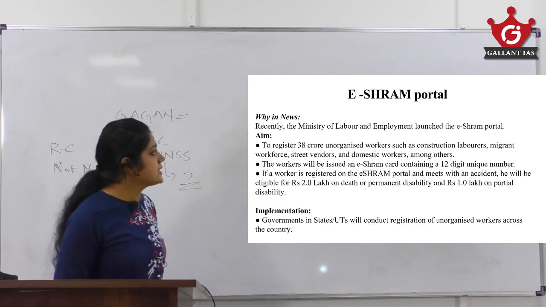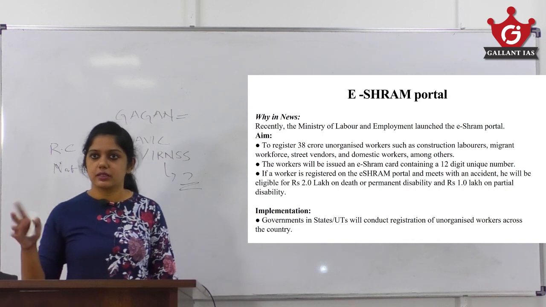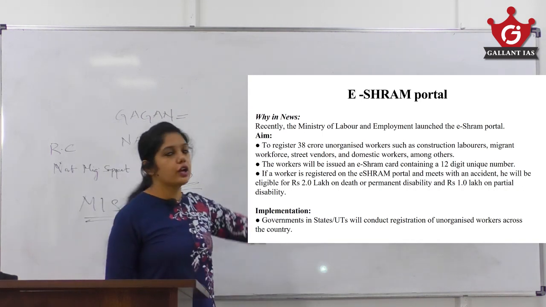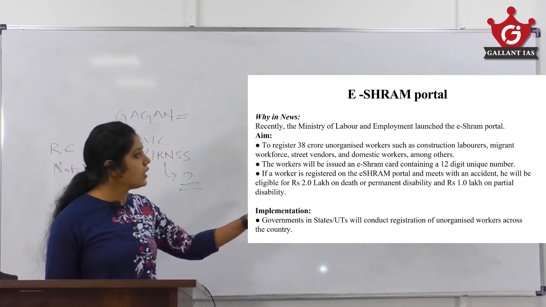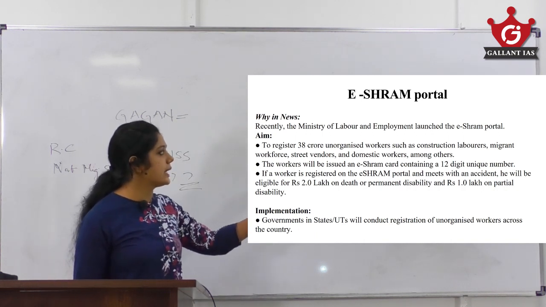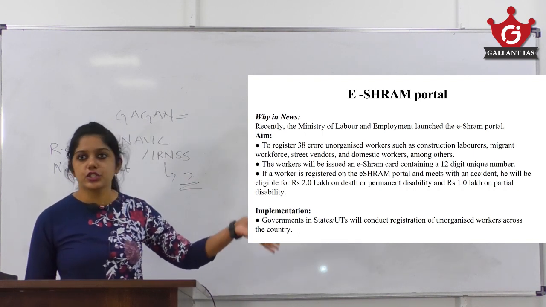Moving on further, next is the eShram portal. eShram. Shram, Shramik, Shram. So, the ministry is the Ministry of Labour and Employment. Here, 38 crore unorganized workers such as construction labourers are to be registered, and they are all given a kind of insurance.